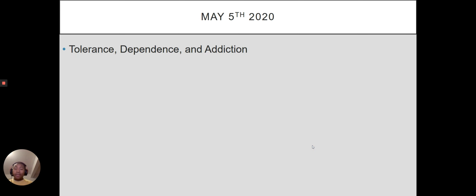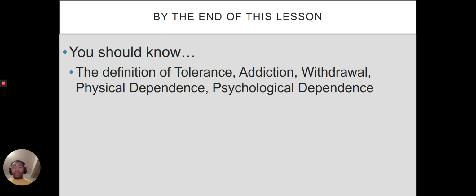Today we are going to move on from talking about the drugs at the synaptic level and talk about tolerance, dependence, and addiction. By the end of this lesson, you should know the definition of tolerance, addiction, withdrawal, physical dependence, and psychological dependence. Sometimes I think the words tolerance, addiction, withdrawal are used loosely when we talk about drugs, and their definitions aren't always clear. And I think sometimes they get mixed up. So we're going to really define those clearly and give examples today.